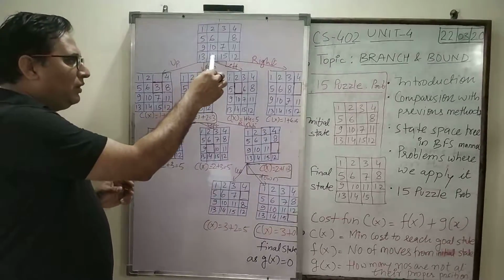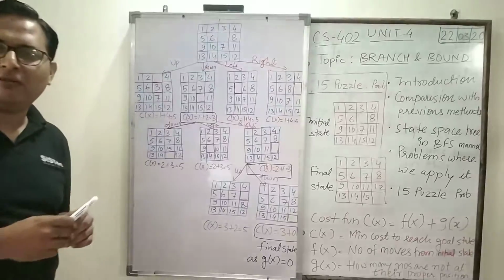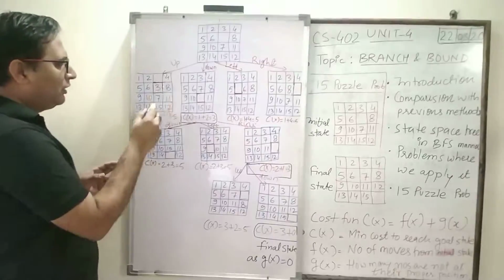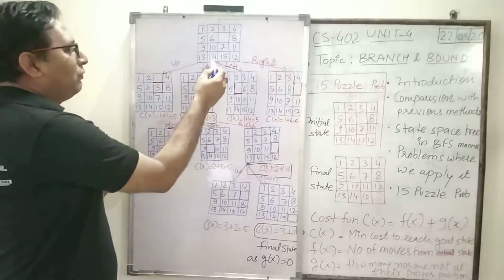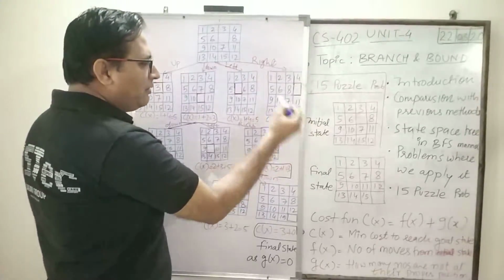For this first step, you can see all are having f of x value equal to 1. Why? We have performed only one move from the initial state. So we will have the cost function for up movement as 5, for down movement 3, for left movement 5, and for right movement 5.